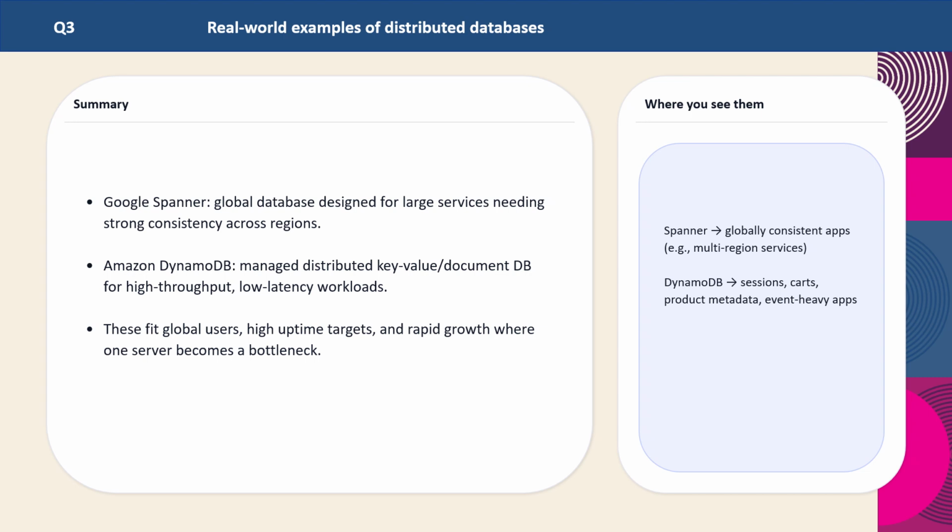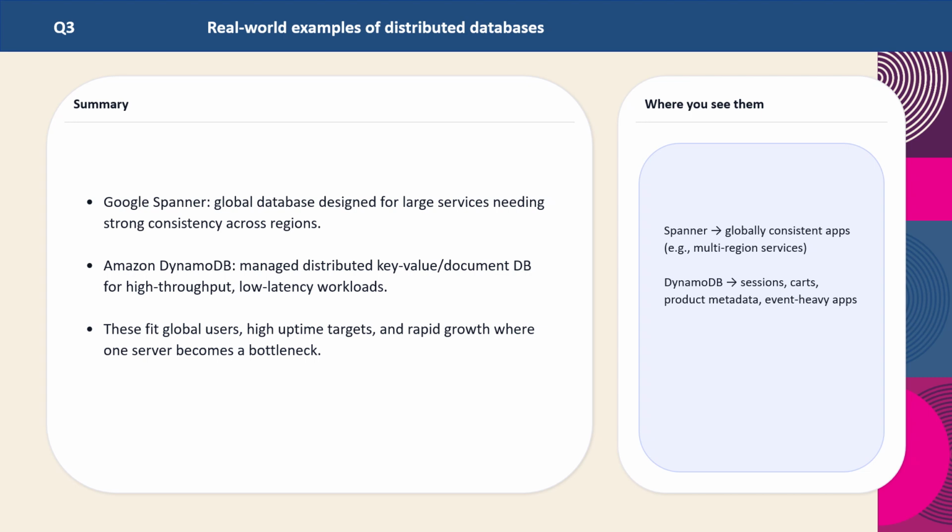Question 3 asks for real-world examples. So two examples are Google Spanner and Amazon DynamoDB. Spanner is built for global services that still need strong consistency across regions, meaning the system tries to stay correct even when data is spread out geographically.